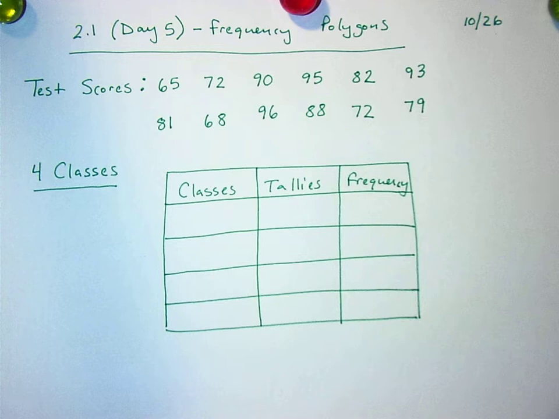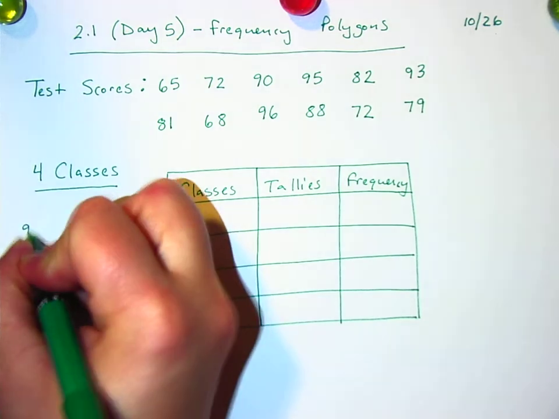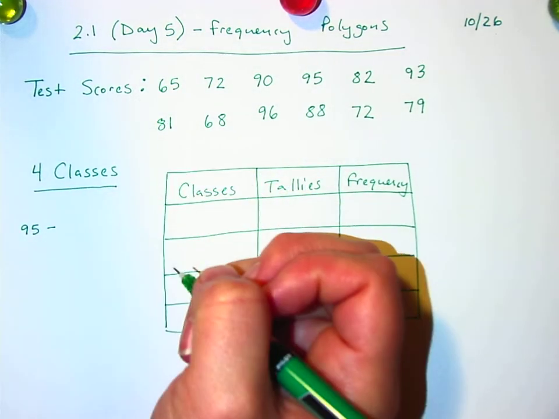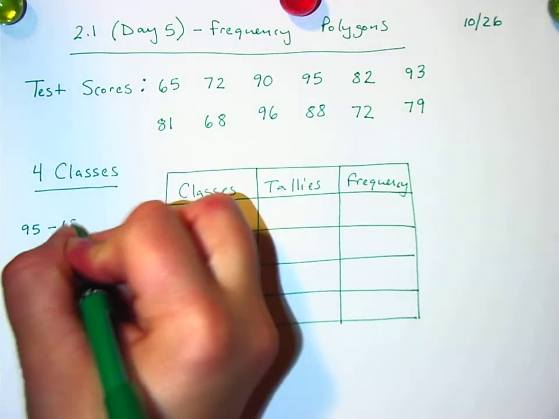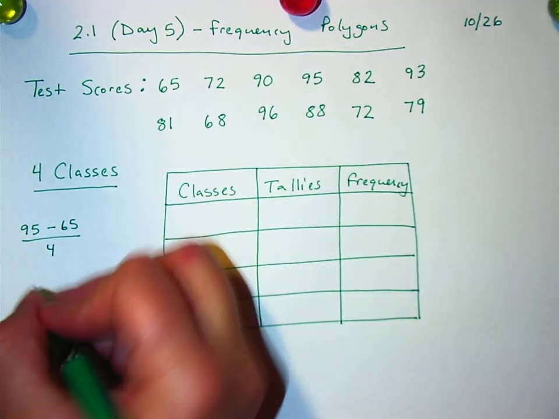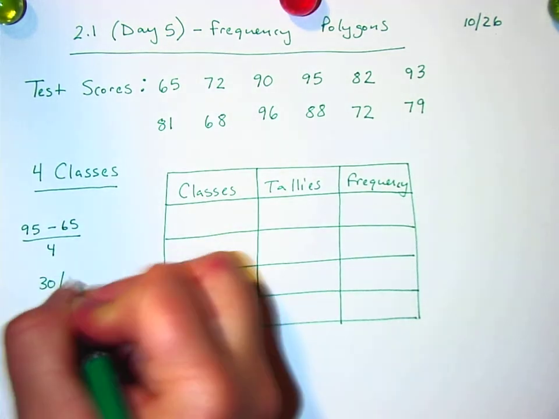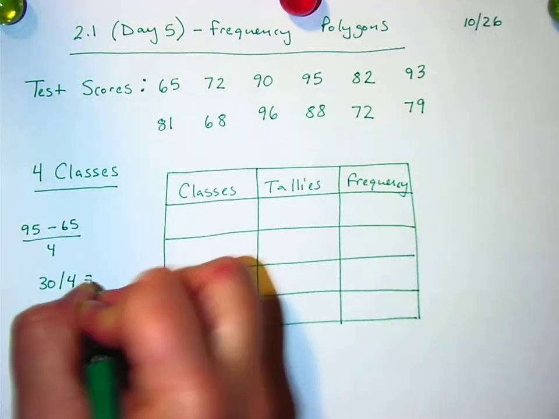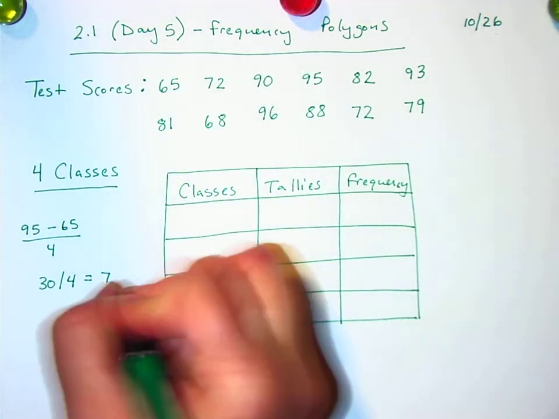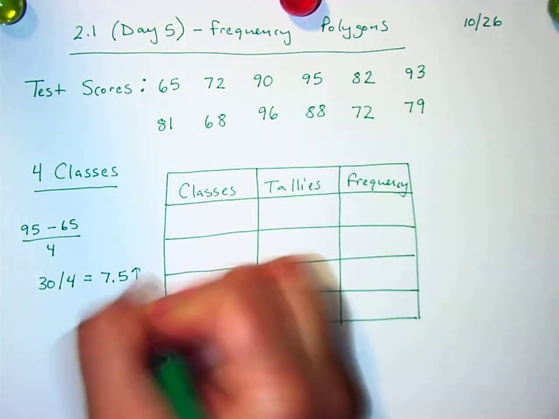Okay. So to figure this out, I'm going to take the highest number minus the lowest number. It looks like my highest test score is 95 and my lowest test score is 65. I'm going to divide by 4. So that's 30 divided by 4. And if you take 30 divided by 4, you get, I think, 7.5. We're going to raise that up to 8.